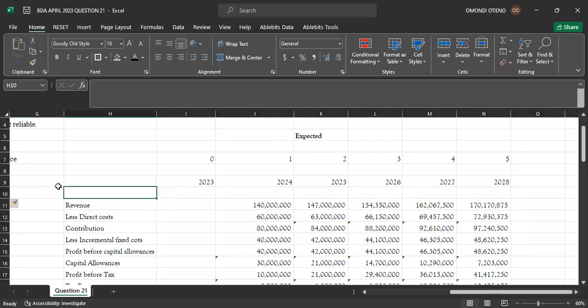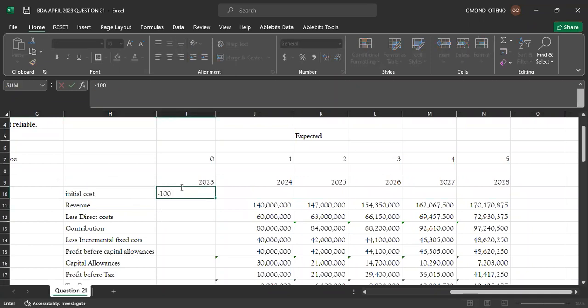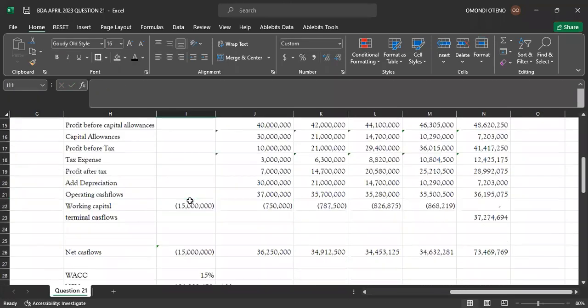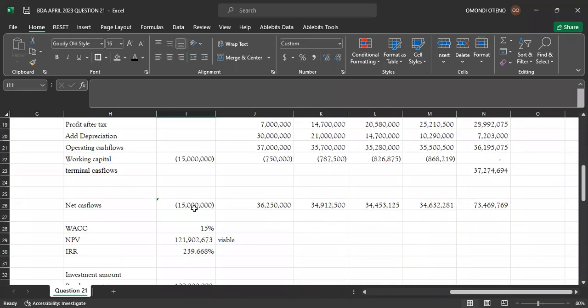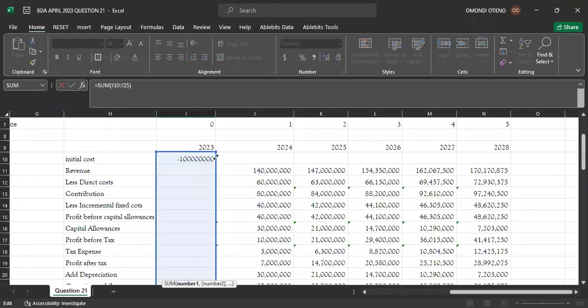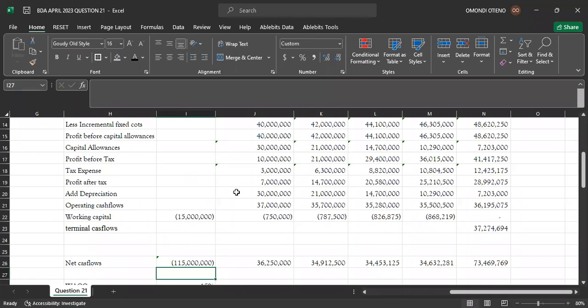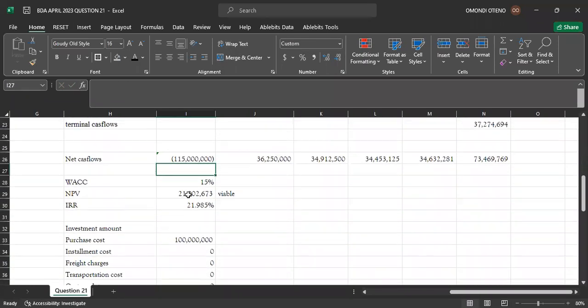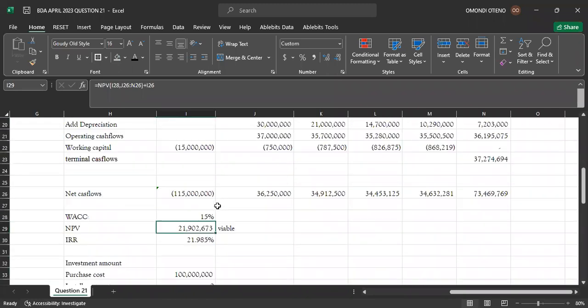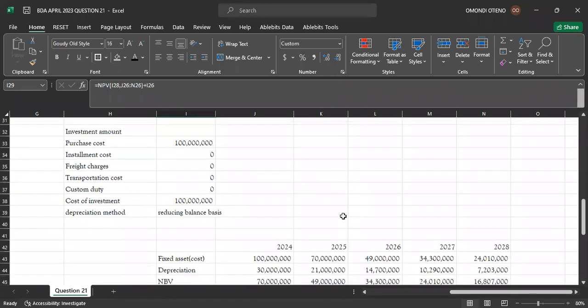The initial, just say initial cost, and we've already calculated it. We know it is 100 million. So the summation, you add all this. Then this is what you are going to have. So as you can see, nothing has changed. What we are doing is just for us to get our marks.